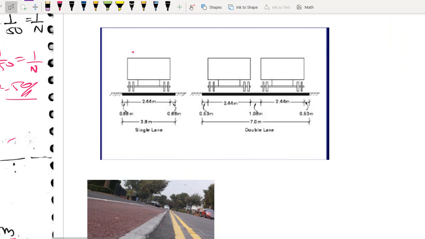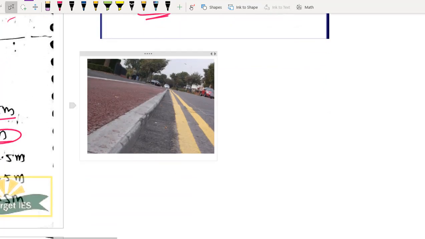Basically क्या हो रहा है? If you are taking a road something like this, okay? If you are taking single lane, that will be 3.75, roughly around 3.8 meter. If you are taking double lane, हम क्या कर रहे हैं? ये जो distance था 0.68 से घटाकर 0.53 करते हैं, ठीक है? That's why we will be getting double lane 7 meter. I hope concept is clear for you, ठीक है?